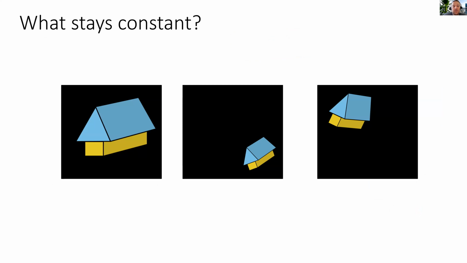And what's constant here? Well, even though the size changes and roughly data augmentation occurs, the relationship of the square piece to the triangular piece is roughly the same. The vectors that would represent this are roughly the same.